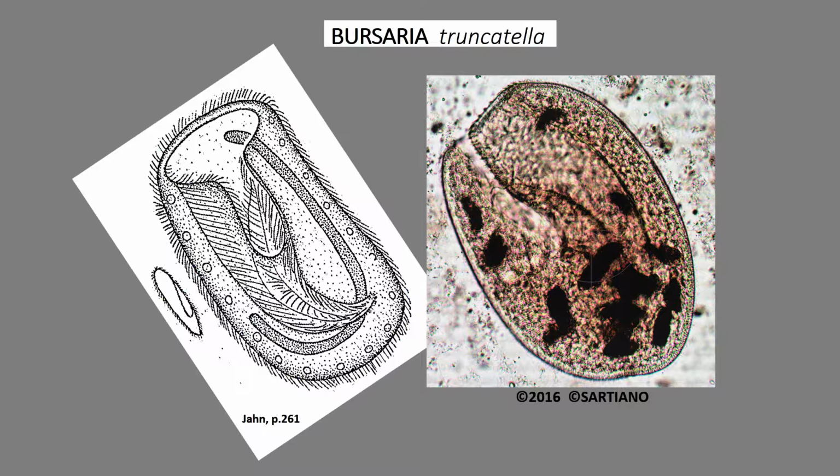Bursaria feeds voraciously on ciliates, particularly paramecia. The blackish-brown bodies in the cytoplasm of this organism are paramecia which have been ingested and partially digested. Note the relative size of paramecium and Bursaria, and also compare the photomicrograph to the illustration from John's text, which shows a paramecium alongside Bursaria.